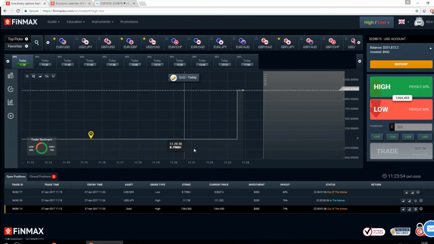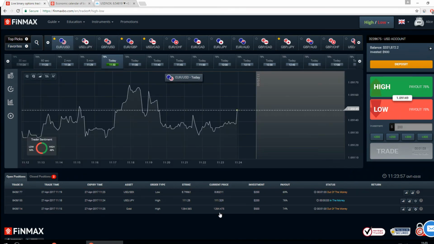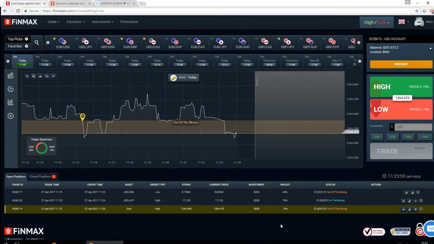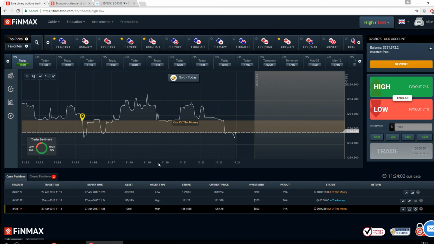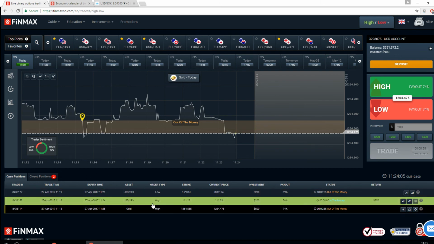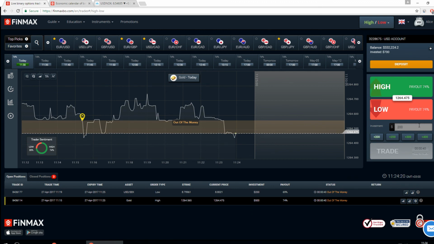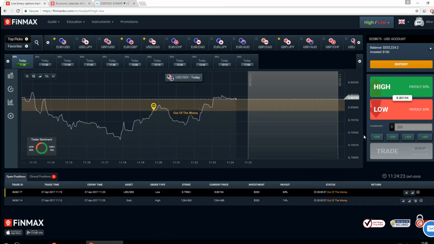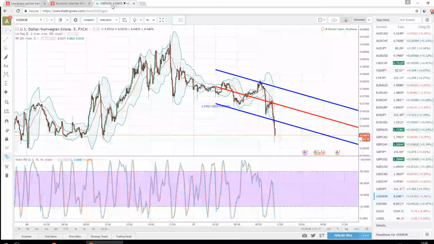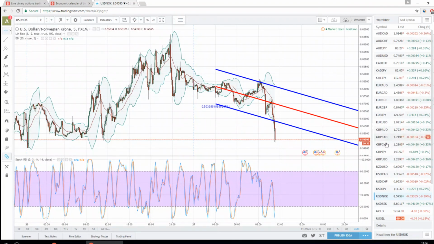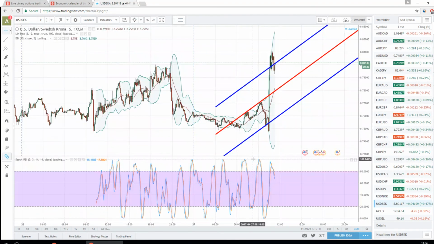Hold on, something with the platform. Okay, everything is back to normal. Okay, so USD JPY also closed in the money, and currently we have 2 trades that are out of the money. Let's see what we have on American dollar to Swedish krona.